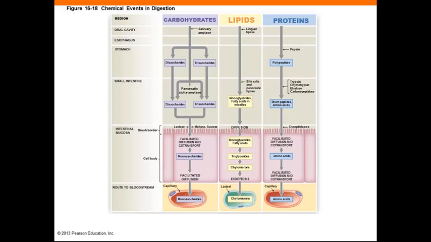Protein digestion involves low pH and the enzyme pepsin in the stomach, and various pancreatic proteases in the small intestine. Peptidases liberate amino acids that are absorbed by the intestinal epithelium and then released into interstitial fluids.